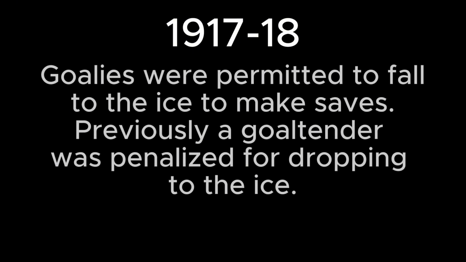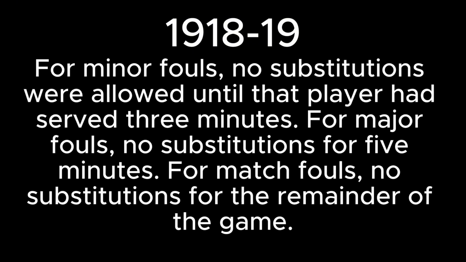The first NHL rule change was also in that season. Goalies were permitted to fall to the ice to make saves. Previously, a goaltender was penalized for dropping to the ice. In the 1918-19 season, penalty rules were amended. For minor fouls, no substitutions were allowed until that player had served 3 minutes. For major fouls, no substitutions for 5 minutes. For match fouls, no substitutions for the remainder of the game.